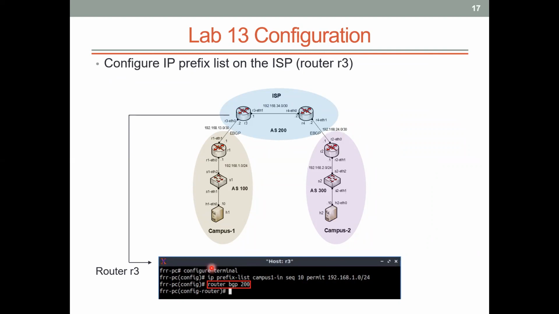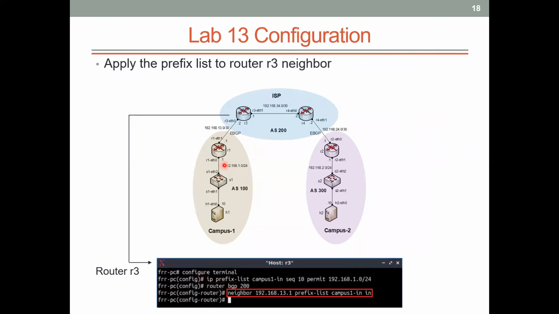And basically after configuring the prefix list, we have to assign it to the neighbor, and router R3 is responsible for campus 1. So the neighbor is 13.1, which is router R1, and the name of the prefix list is campus 1, and this is applied for inbound traffic. Why do we need inbound? Because the hijacking advertisement is going to pass from router R1 into router R3.